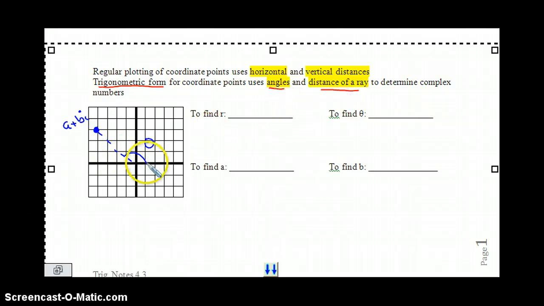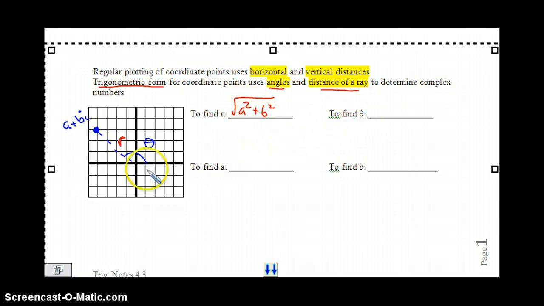So I want to know what is the angle that my point is away from my initial side. We'll call that theta. And I want to know what the length of this line is, and we call that r, the distance of the ray. So we've got some formulas that we're going to have to come up with to be able to find trigonometric form. We've already talked about finding r in the previous example. If I wanted to know this distance, I would just use the formula square root of a squared plus b squared.